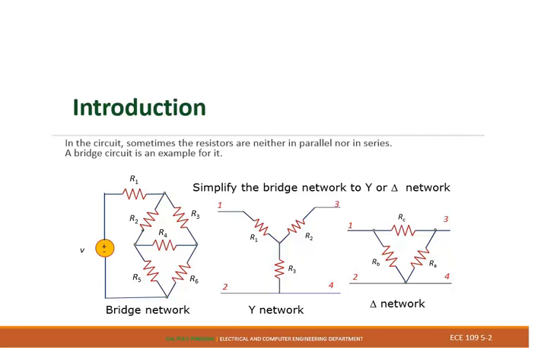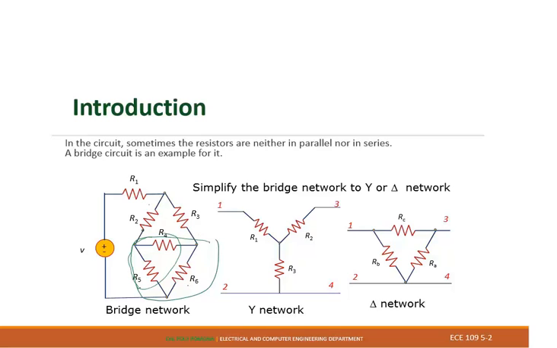Here is an example. If you look at the circuit, I will use the green color. When you look at this case, these are not parallel because of this one here. So this looks like a delta form. If you convert the delta to a Y shape, then we can see easily that these resistors are in series or parallel.